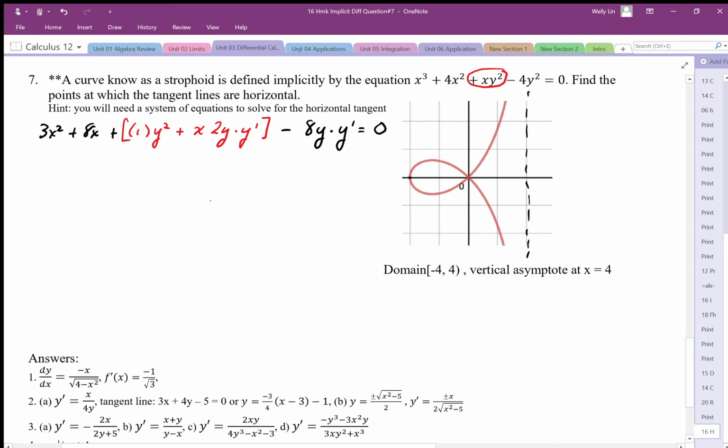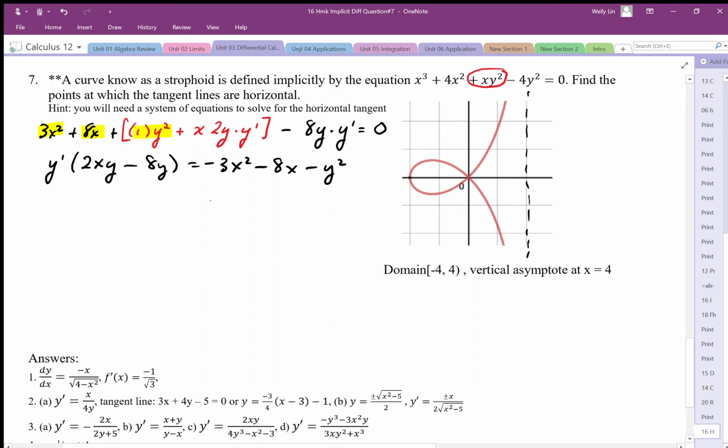And that's equal to 0. So we need to solve for y prime, so I'm going to group my y primes. I'm going to end up with y prime times 2xy minus 8y. All the other terms are going to go to the other side of the equation. I identify those terms: here, here, and here. Those terms all go to the other side, so it becomes -3x squared minus 8x minus y squared. Okay, so there's my derivative.